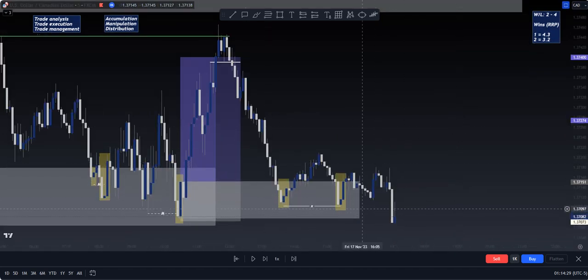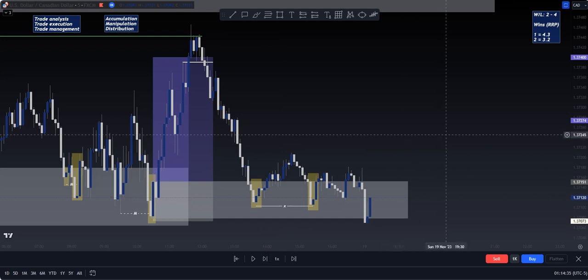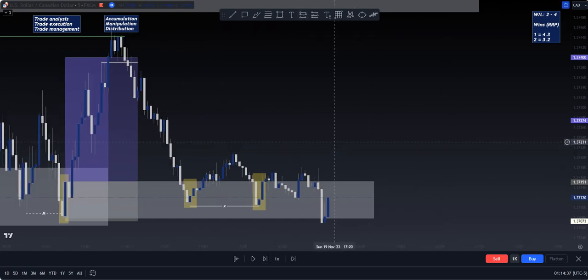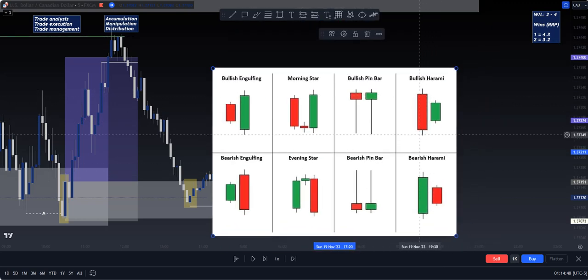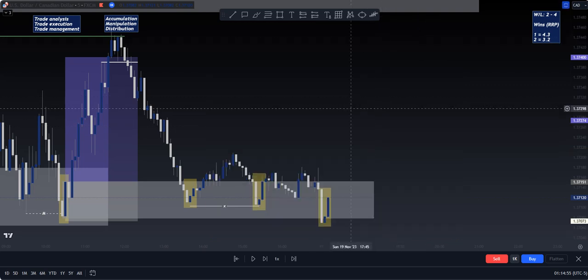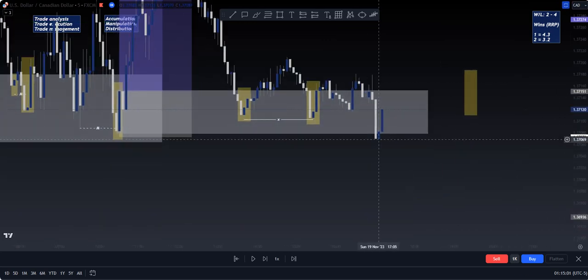Wait a minute. This zone is still valid. We'll call this an inside bar. Inside bar is when you have a bearish candle, and then right at the bottom of that candle, it immediately turns around and gives you a green candle. The wicks on the bottom are very short to non-existent. In this case, they're completely non-existent, which means price came here and immediately turned around. And then right after that, we get a bullish engulfing.